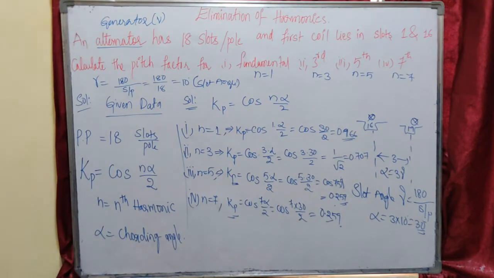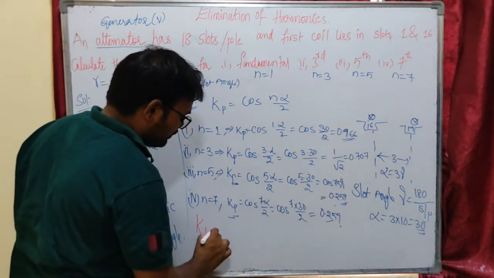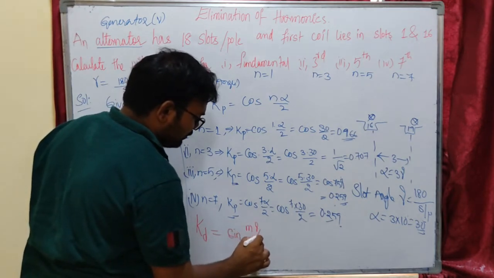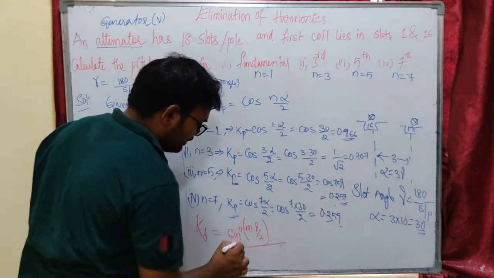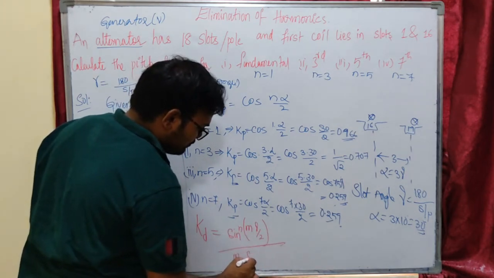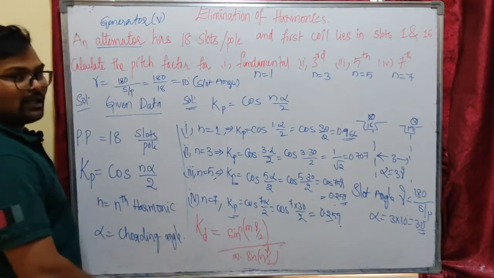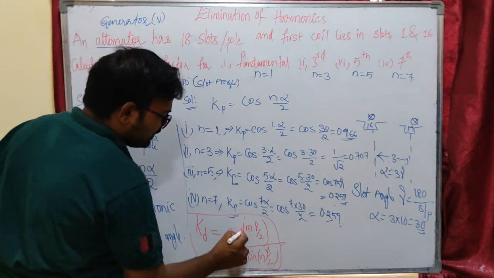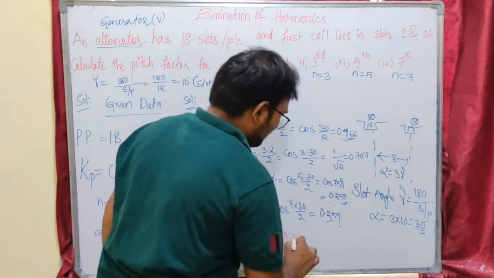Now let us see here, our Kd distribution factor will also have an expression for sin m gamma by 2, which should be multiplied with our n. It is multiplied with the angle. So m sin gamma by 2. This is for the nth order harmonic: Kd for the nth order harmonic is sin n times m gamma by 2 by m sin n times gamma by 2.